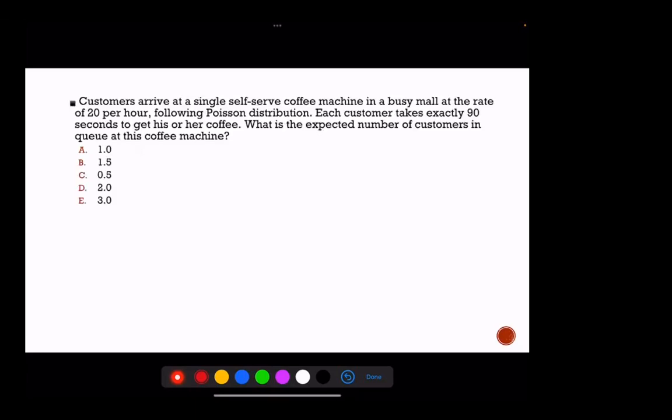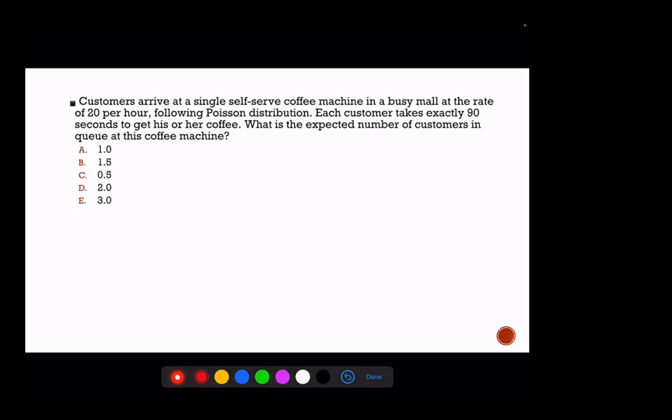And the last question I provide for you is actually the calculation problem for chapter 10. We have 3 calculation problems for chapter 10, and all of them are really similar to this. It asks about customer arrivals at a single self-serve coffee machine in a busy mall, with a rate of 20 per hour, following a Poisson distribution. Each customer takes exactly 90 seconds to get his or her coffee. What is the expected number of customers in the waiting line?